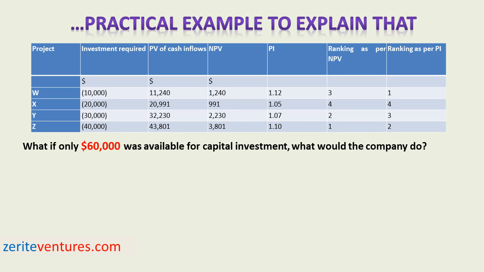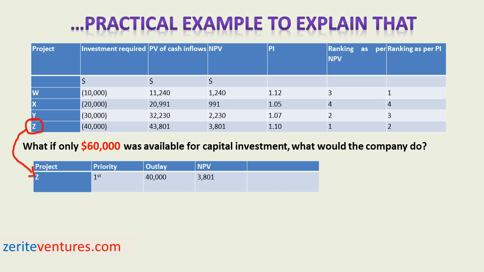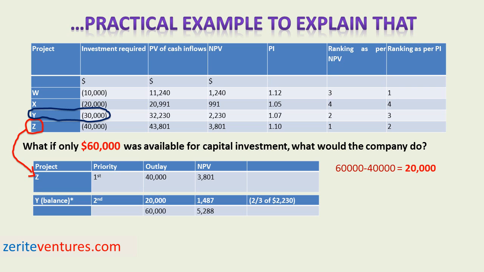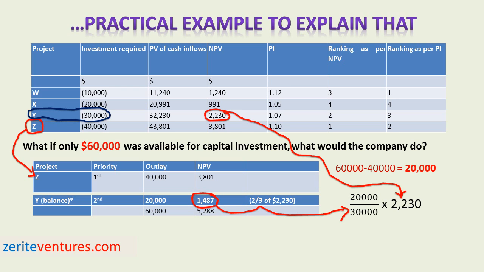Now, let's look at the resulting NPV if we select projects in order of ranking per NPV. So in that case, we'll take project Z since it has a higher NPV. Having used 40,000, we are left with 20,000. But our next choice project requires a capital outlay of 30,000. So we invest in it by dividing the project Y. The NPV then becomes 1,487, which we arrive at by taking 20,000 over 30,000 and multiplying it by 2,230, which was the NPV for project Y, that is the 30,000.